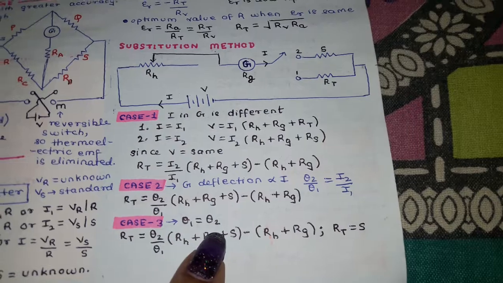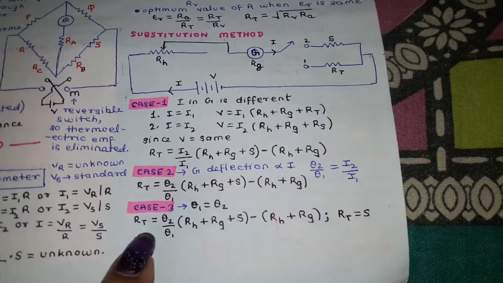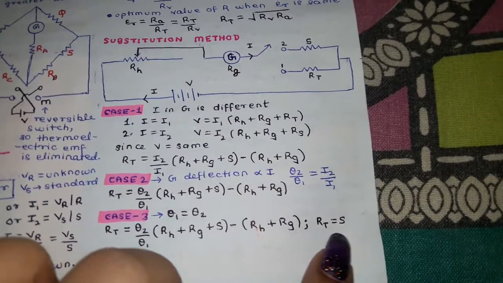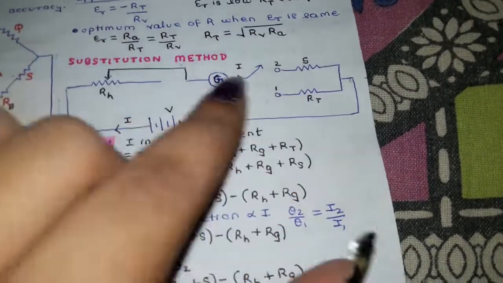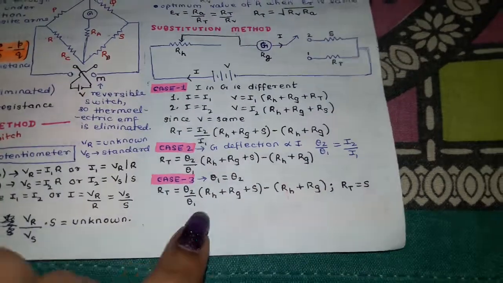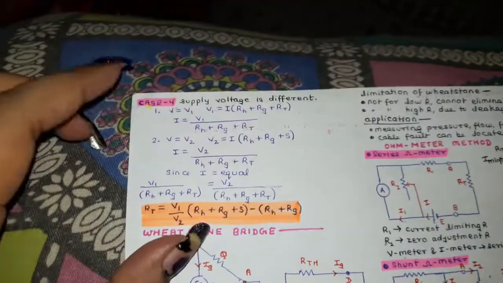Then we have case 3, in case we have equal deflection. We have the same deflections, then this is your particular formula. Same deflection means that your RT is equal to S, your unknown resistance is equal to the standard resistance. Only then will you have equal deflection in both cases in the galvanometer. Now this is all for part 2, and in part 3 I shall be discussing from here.